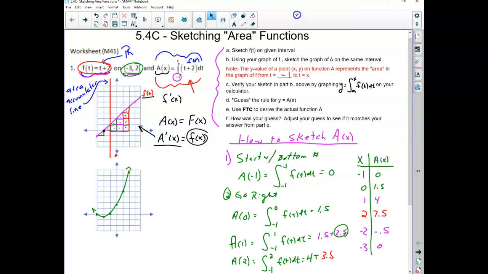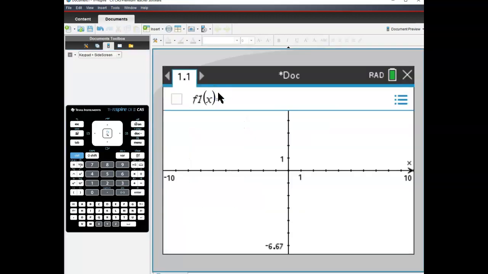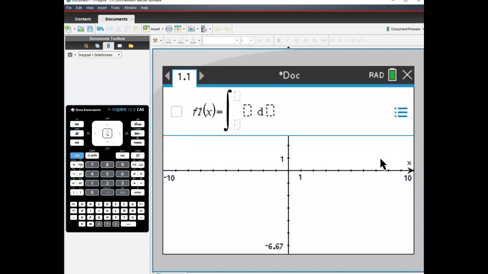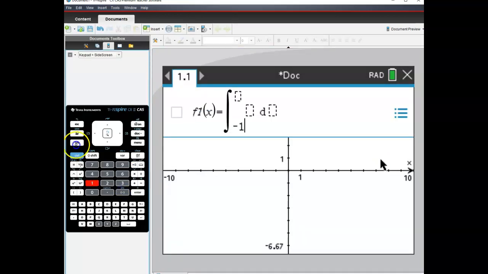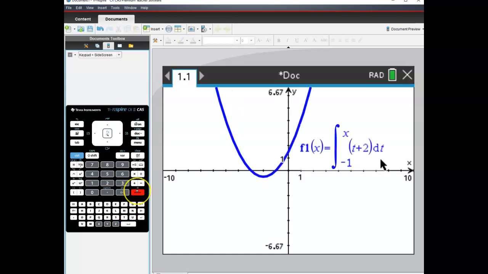We're going to graph, because our calculator is really fast, really smart. So we're going to do, I can't do it that way. I got to get my template here to graph. I need my integral. What's our integral from -1 to x of t plus 2 dt, right? We can graph that. Well, hey, there's the whole graph we were looking at.